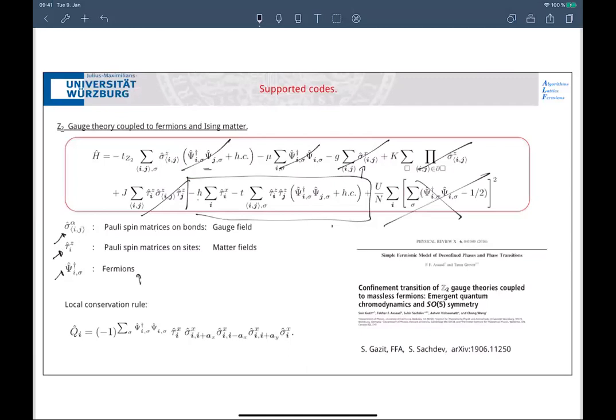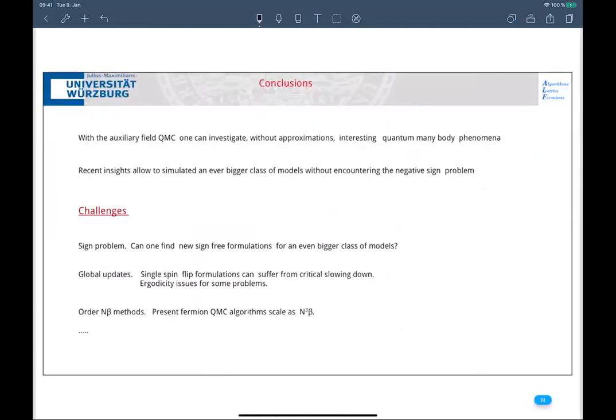Okay. So with this, I'll conclude. I think the conclusions are a bit trivial. I mean, if you're here, you maybe agree with this. What are the challenges? Of course, the sign problem remains a challenge. Maybe we won't solve the sign problem so easily for generic models, but at least we can try to see if we can be intelligent enough to enhance the class of models which are sign-free and thereby learn more on interactions in fermionic systems.